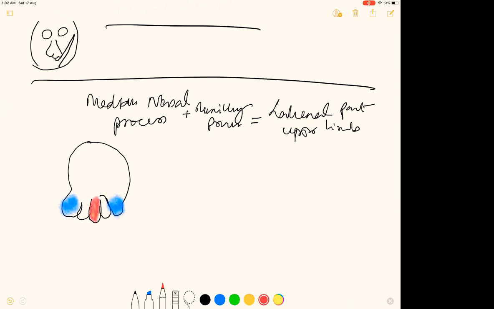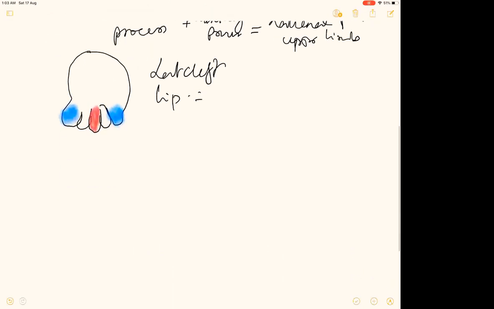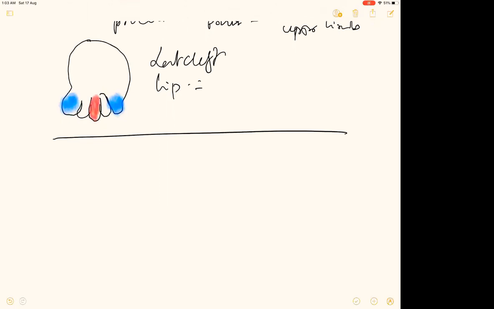Now, what happens when you have a lateral cleft lip? Remember that a lateral cleft lip will have its origin from the median nasal process and the maxillary process. The median nasal process and the maxillary process is the next one.